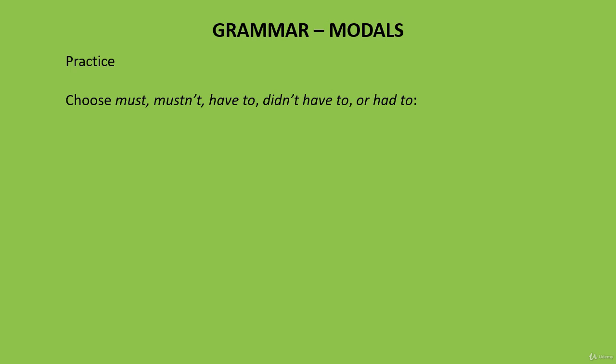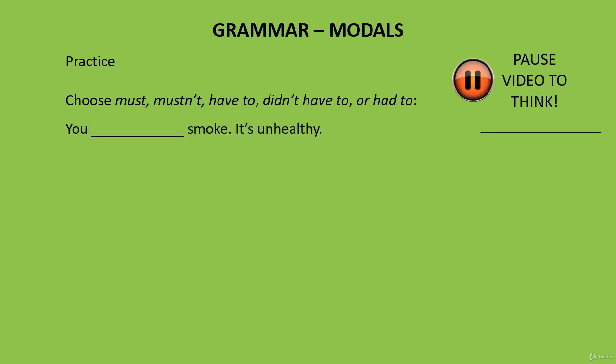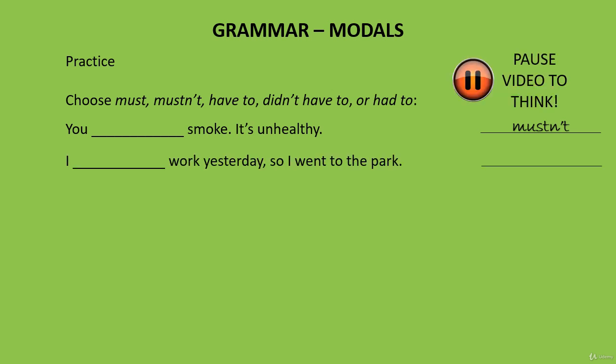Let's now do some practice with these modals. And remember, you can pause the video to think if you need to. You mustn't smoke. It's unhealthy. This means you have no choice. Don't smoke. I didn't have to work yesterday, so I went to the park. As we have yesterday, we need past simple. Here it's negative. There was no need to go to work.